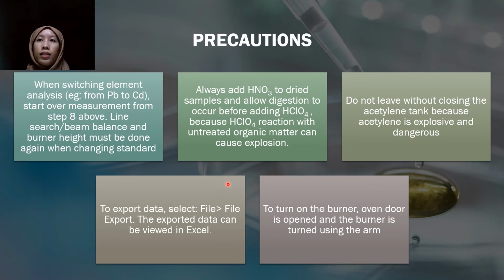To export data, select File and then File Export. The exported data you can view in Excel program. And to turn on the burner, the oven door is opened and the burner is turned using its arm.